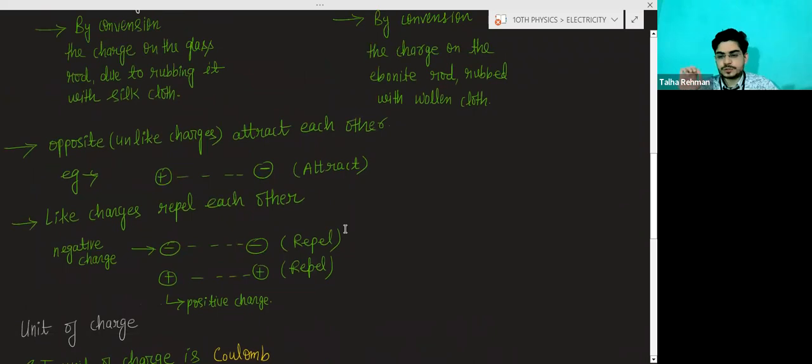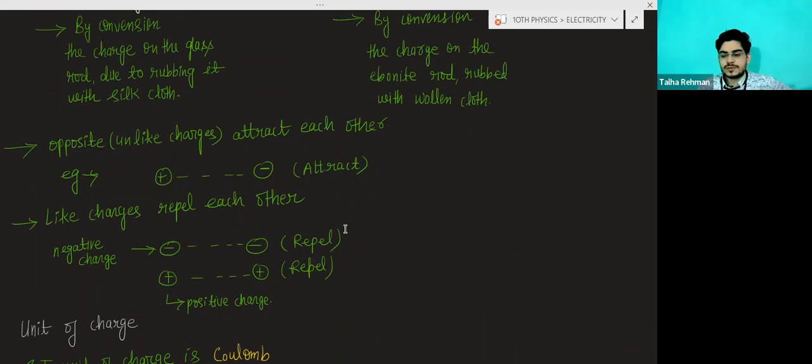Okay, so the unit of charge is coulomb. And suppose someone asks what is 1 coulomb. So 1 coulomb is basically the force of attraction or force of interaction between two unit charges that are placed at a distance of 1 meter.